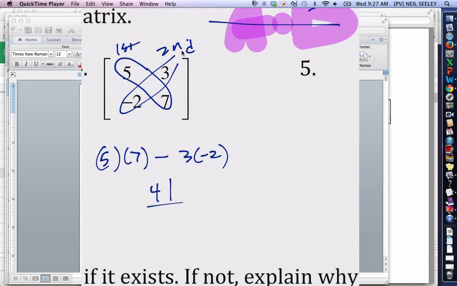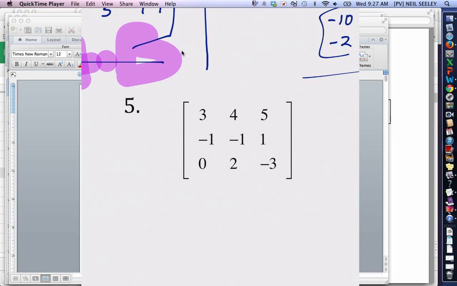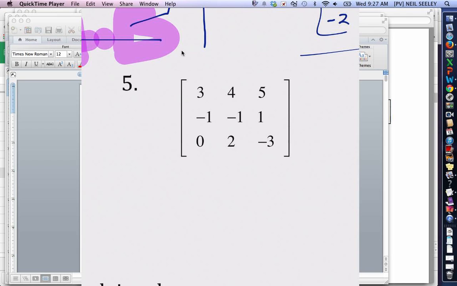Larger matrices, like this other one, and by the way, you can only do determinants of square matrices, so they have to have the same rows and columns, so 2 by 2, 3 by 3, 4 by 4, etc. The 3 by 3 matrix, this one's a little bit more complicated. What we're going to do is turn it into a sum of, in this case, since it's 3 by 3, three 2 by 2 determinants.